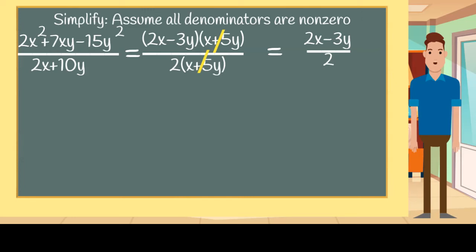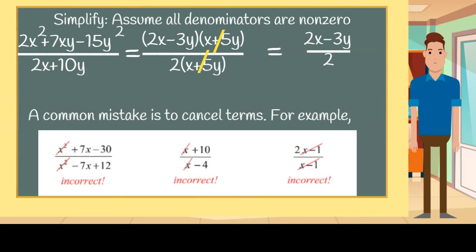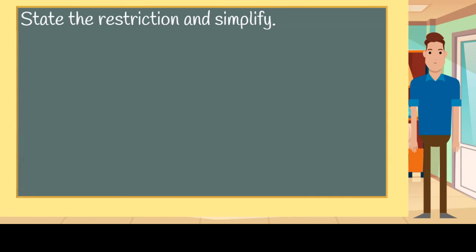It is important to remember that we can only cancel factors of a product. A common mistake is to cancel terms. Next example. State the restriction and simplify. 5 minus w over w minus 5. By inspection, the denominator is 0 if w equals 5. Then the restriction is that w is not equal to 5.